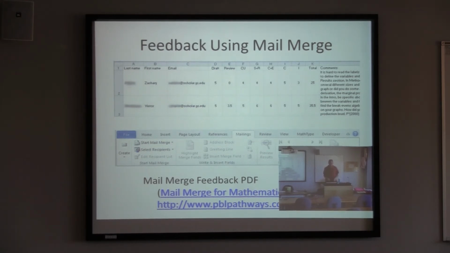So when they look at it, they'll get an email that says, "Dear Josh, I just finished grading your project 2. Here are the scores that you got." And it'll say draft, review, CU for conceptual understanding, and then it'll give the score there. So they each get individual emails, and it shows the comments down there. For me, that's a faster way to get them feedback than the other ways that I used to do it.